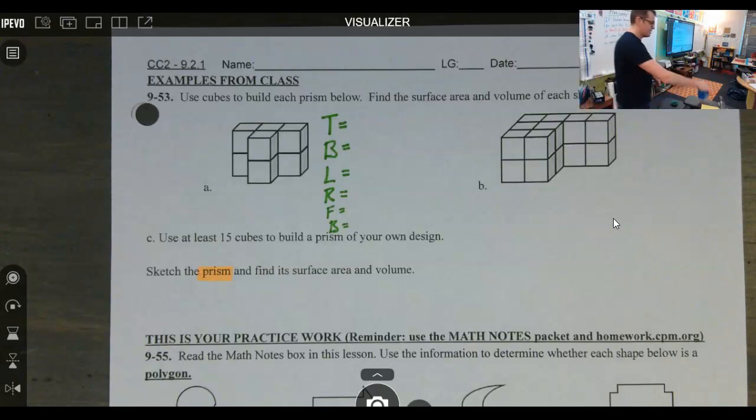Because guys, this is, quit breaking. This is still a prism, even though it's not sitting upright, right? This is still a prism. It looks more like a prism if we do this, but this is still a prism.